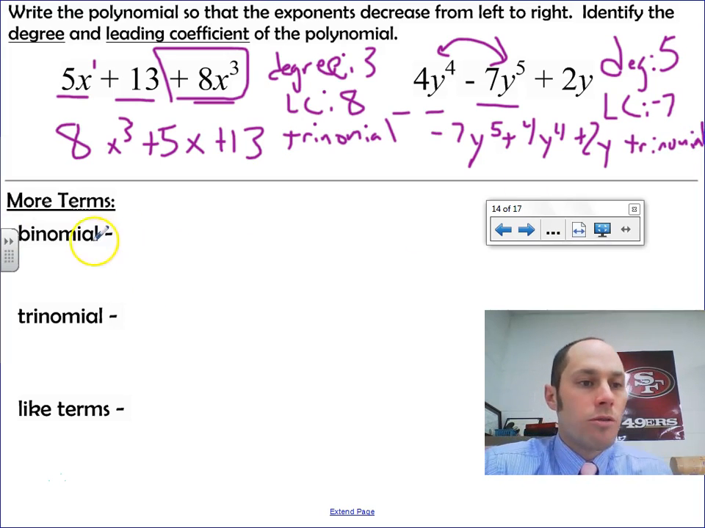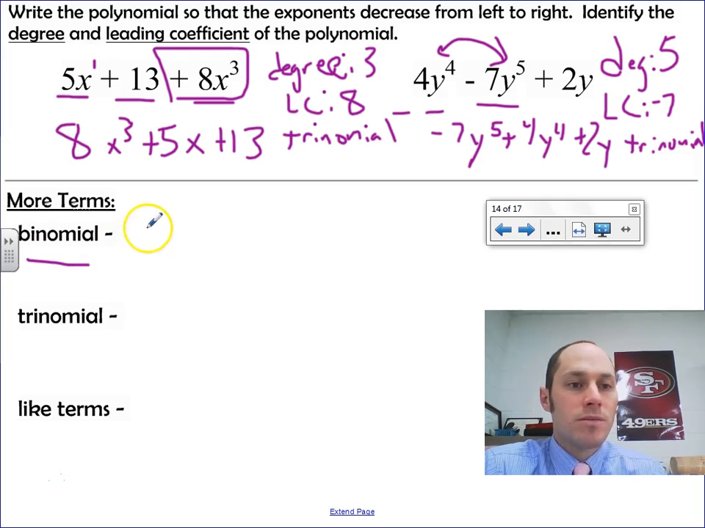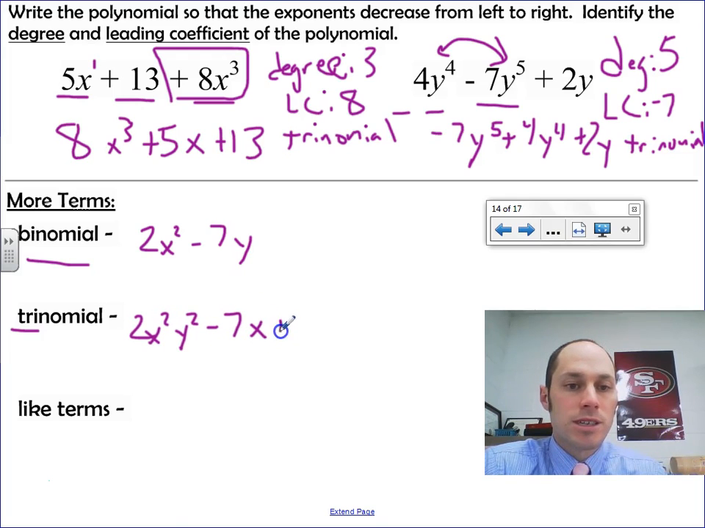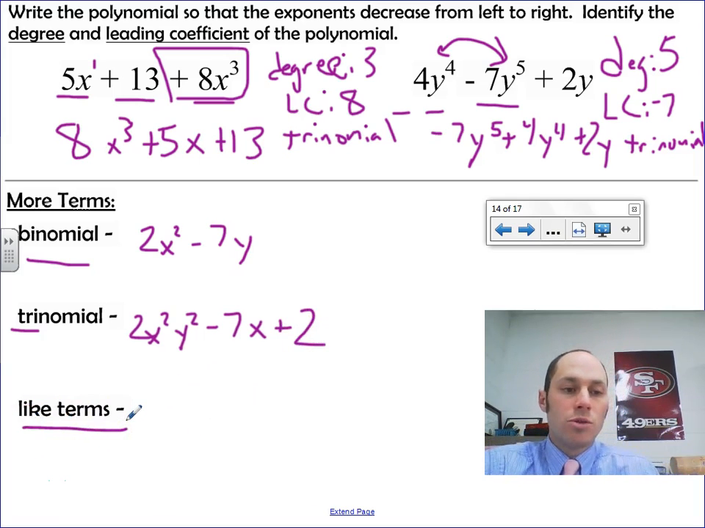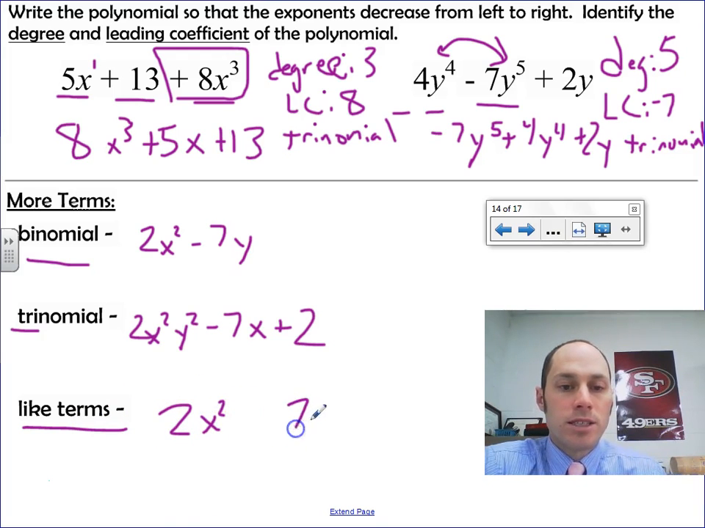Okay, so just to refresh, binomial, 2 terms. For instance, here's an example, 2x squared minus 7y. Trinomial, 3 terms, 2x squared y squared minus 7x plus 2 would be an example. When we talk about combining like terms, when we get to adding and subtracting, they have to have the same exponent. So 2x squared and 7x squared are like terms because they have the same variable and the same exponent.